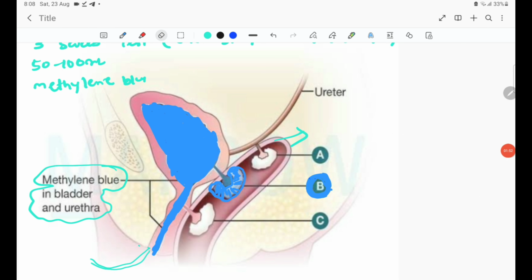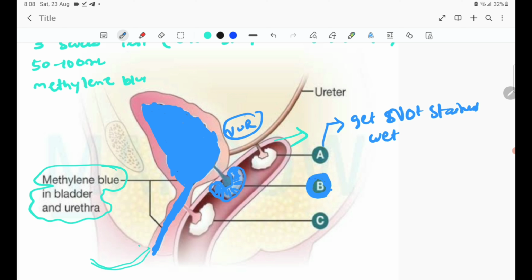So basically how will you interpret this type of fistula? Part A is the uppermost part of the swab. Very important: if the uppermost part of the swab is not stained and is only wet, it is not because of vesicoureteric reflux, because methylene blue is injected into the bladder and there will be no reflux into the ureter. Only the original urinary flow will be coming through this swab.